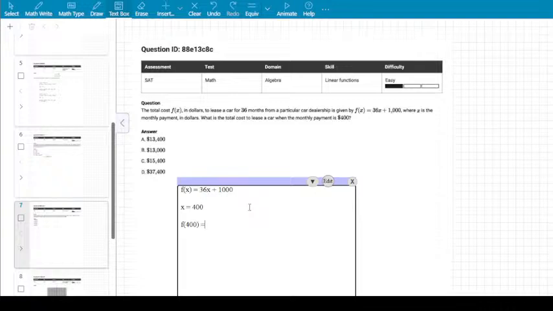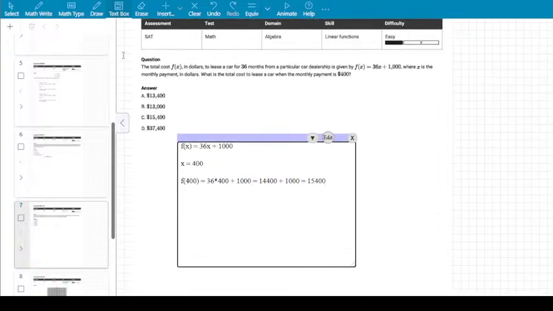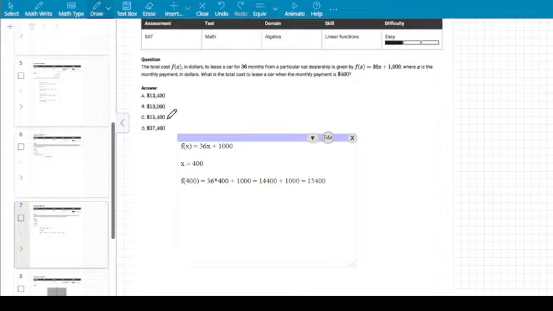f of 400 is equal to 36 multiplied by 400 plus 1000, which will be 36 times 4 is 144 and 2 zeros, so 14,400 plus 1000, and this will be equal to 15,400. Okay, so this is the right answer. So the correct answer is option C.